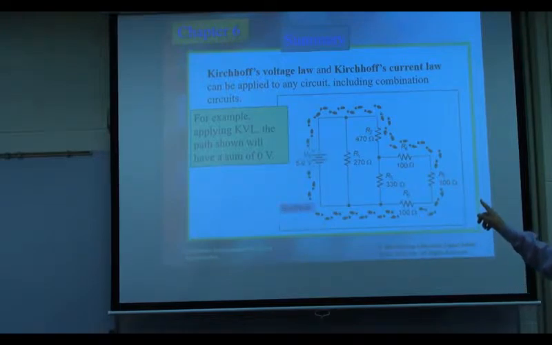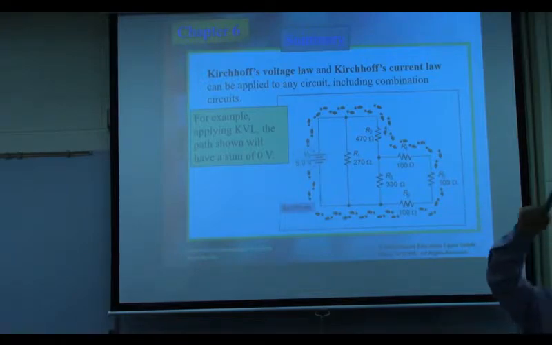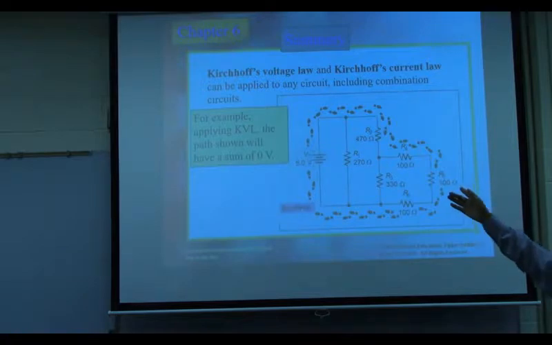Then plus the voltage on R2. We can imagine the current flowing this way, right? Flowing this way, so the top voltage will be higher than the bottom.